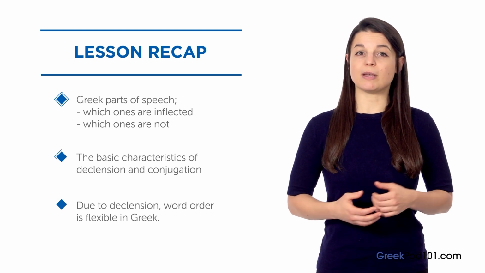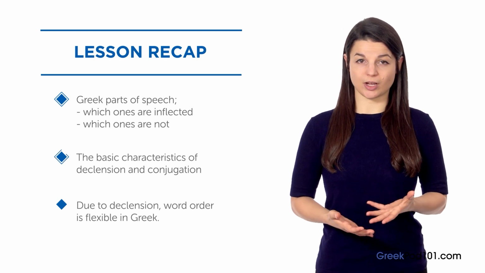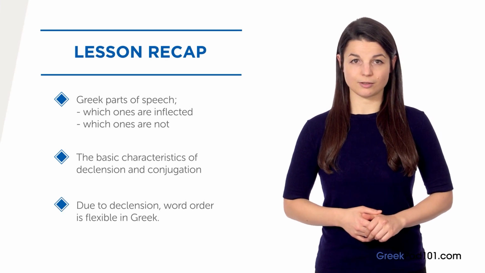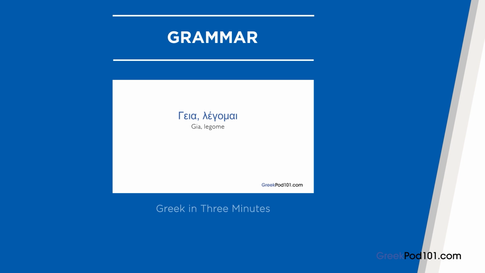We introduced you to the basic characteristics of declension and conjugation. You also learned that due to declension, word order is flexible in Greek. We've covered only the very basics of Greek grammar.